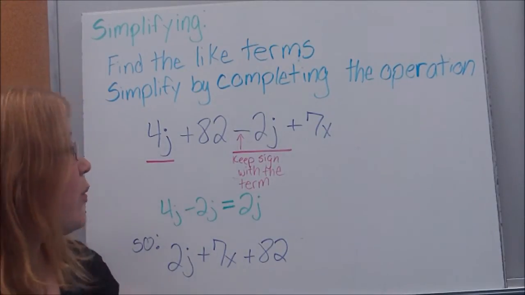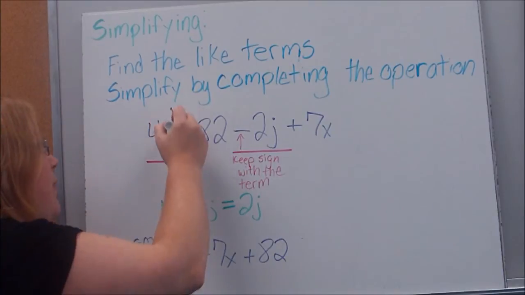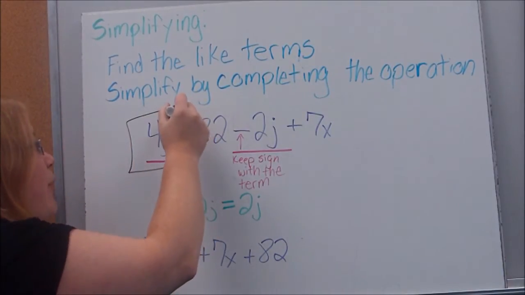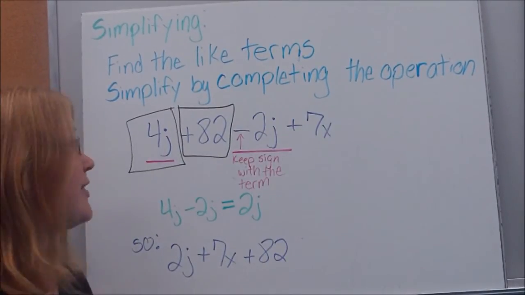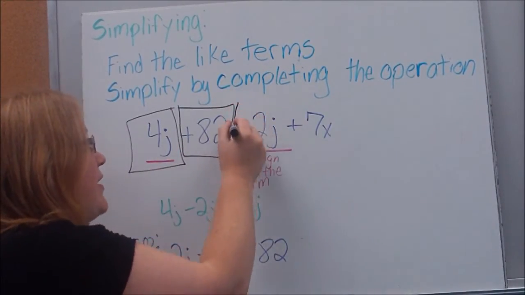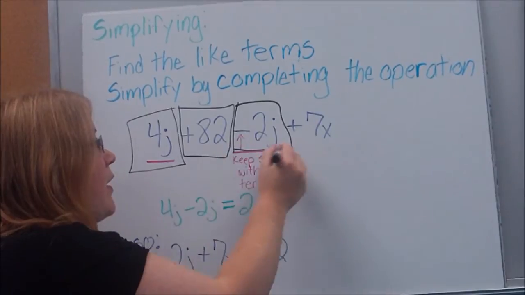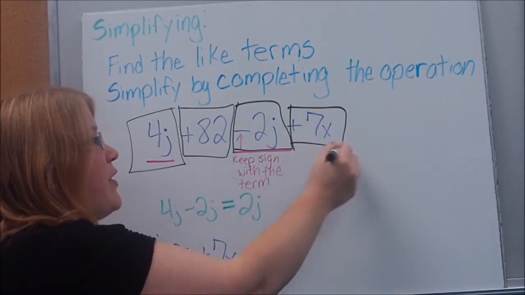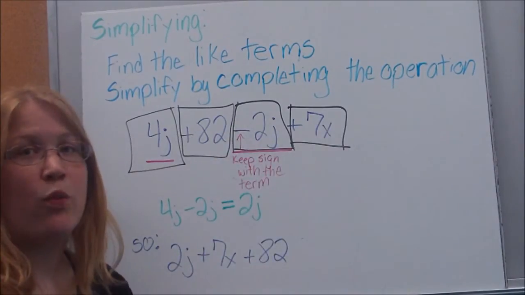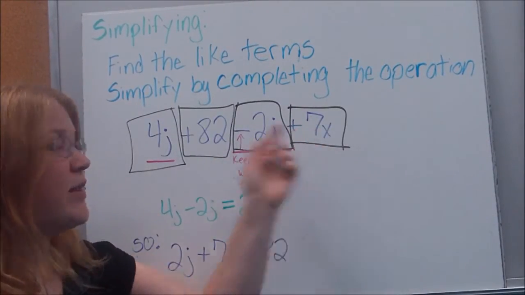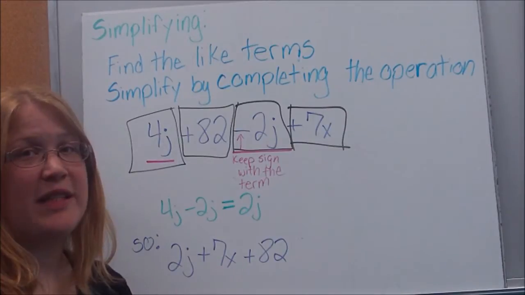So what we need to remember when we're looking at terms is to keep each of them separate. Here's one term, here's another term. Terms are separated by operating signs. So plus, a minus, this is a third term, and here's a fourth term. You'll notice I boxed the number or the operation that goes with it in front of it with that term, because that is what we're doing with that term, so we need to make sure they stay together.